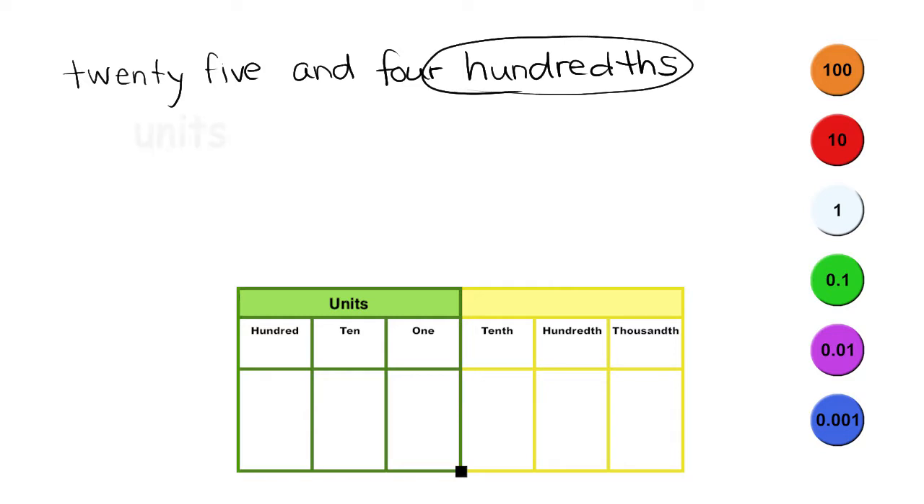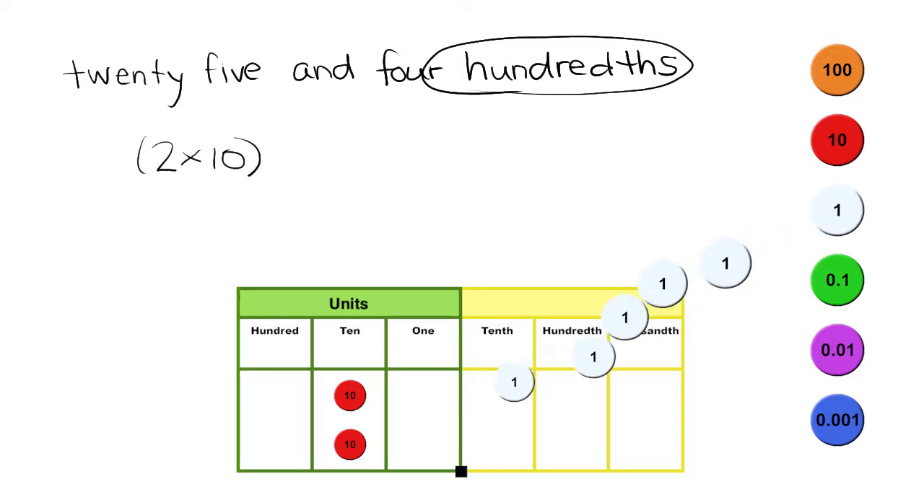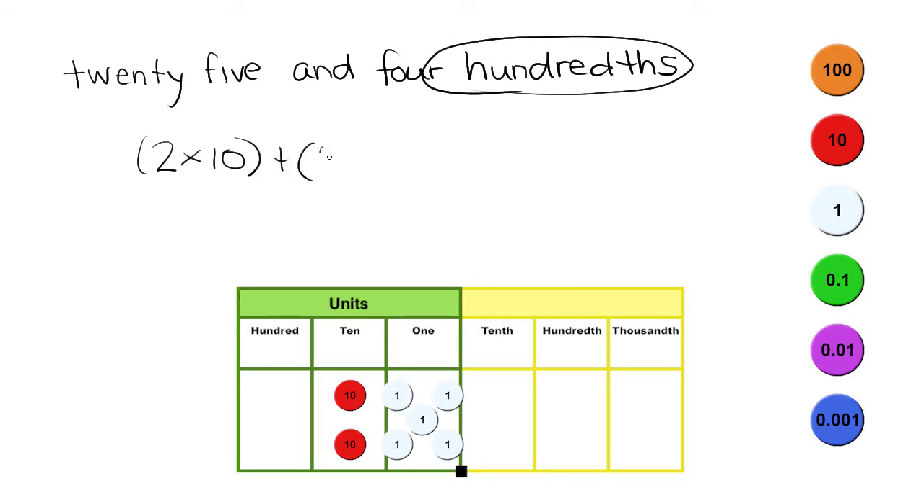With 25, we'll place 2 10 discs inside the place value chart. 2 sets of 10 is 20, so to expand, we begin with 2 times 10. Next, we have 5 1 discs, and 5 sets of 1 equals 5. So add this onto the expanded equation. 2 times 10 plus 5 times 1, 25 in standard base 10 form.